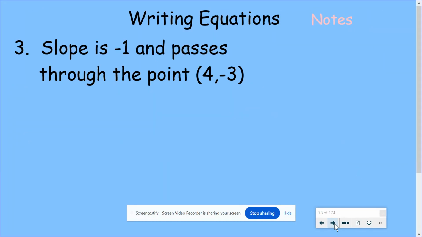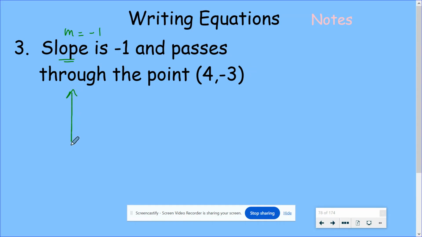Number 3 is a little bit more difficult because we are given that the slope is -1. So that is pretty helpful. We're given that m is -1 because that stands for slope. But we're not given the y-intercept like we were in the last two. We're told that it passes through the point (4, -3).